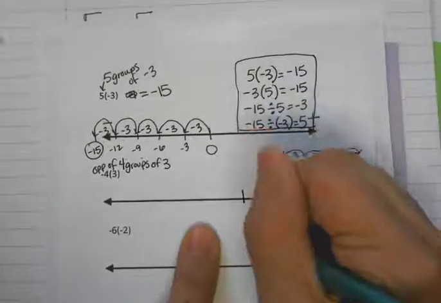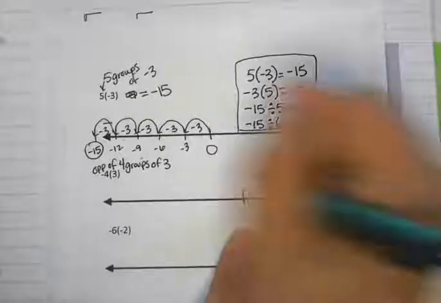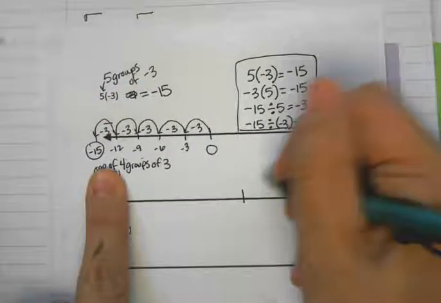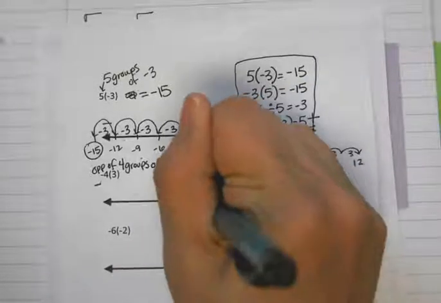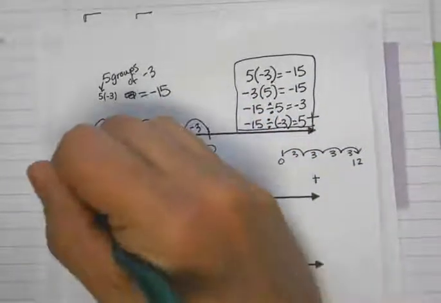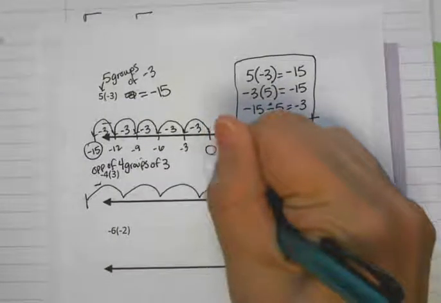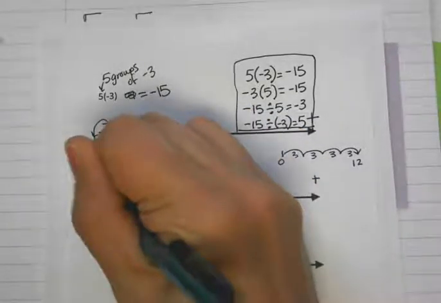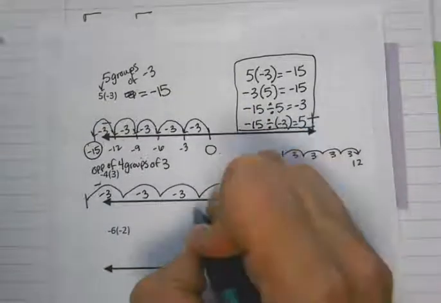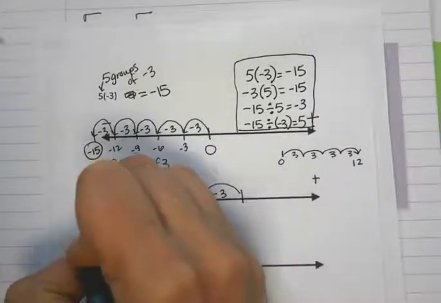But I have to do the opposite of that. So I know that I'm going to move to the left because this one moved to the right. So we're going to move the opposite of 4 groups of positive 3. We're going to move 1, 2, 3, 4 groups of negative 3. So this is the opposite of 3, the opposite of 3, the opposite of 3, the opposite of 3. And that is negative 3, negative 6, negative 9, negative 12.